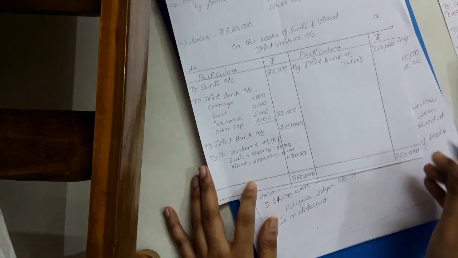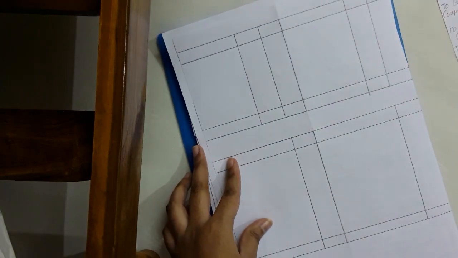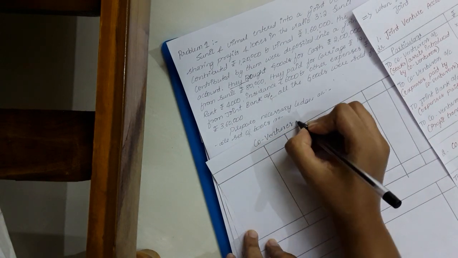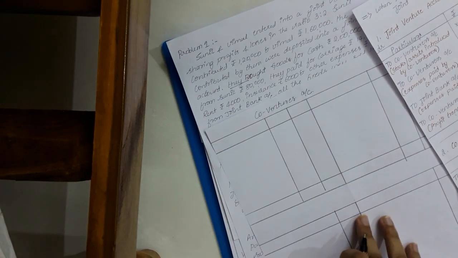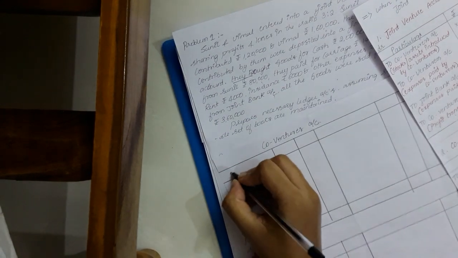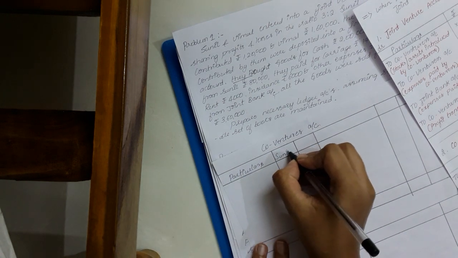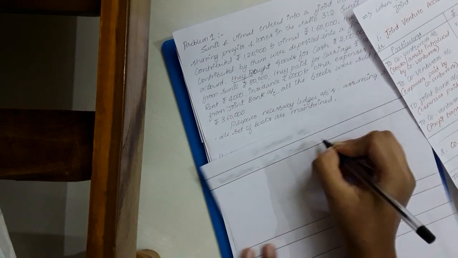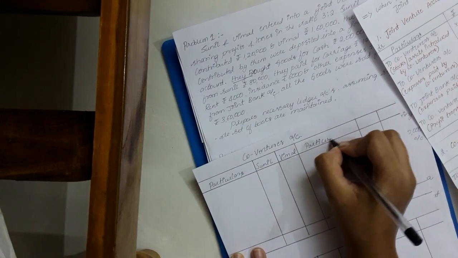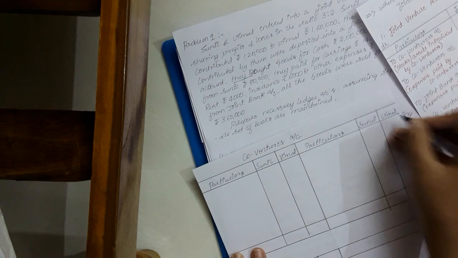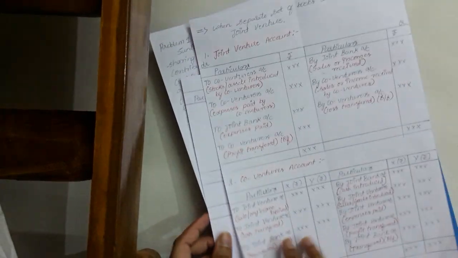So total on both sides. Done. So next, what is the account we need to prepare? We need to prepare the co-venturers account. The co-venturers account means the partners' or parties' account in this joint venture. So here, particulars: who are the co-venturers? Sunil and Vimal. Particulars, Sunil and Vimal. Done.